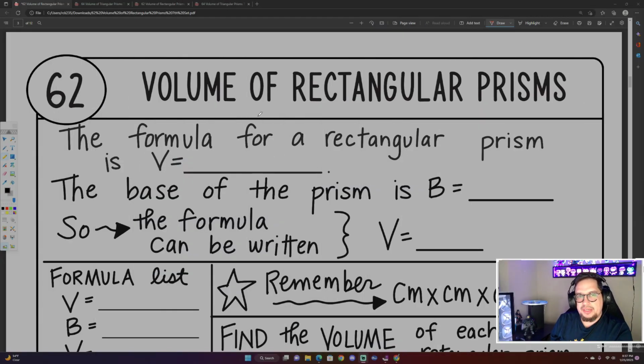So I'm going to be going ahead and giving you notes on volume of rectangular prisms and triangular prisms today. I'm going to start with rectangular prisms. We'll do triangular prisms after that. And then you'll cut and paste like you all usually do. Put it in your journal.